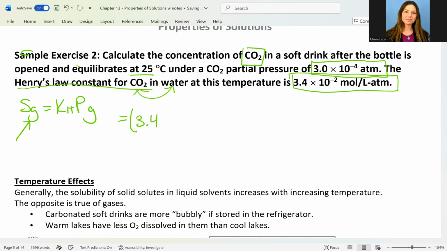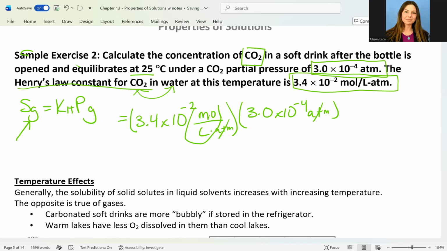After we cancel out, if we multiply our Henry's law constant here times our partial pressure, we're going to see atmospheres will cancel out in the numerator and denominator. We'll be left with a unit of mole per liter. And we'll see that after we round to two significant figures, our final answer would be 1.0 times 10 to the negative fifth, and I'll abbreviate moles per liter molar.